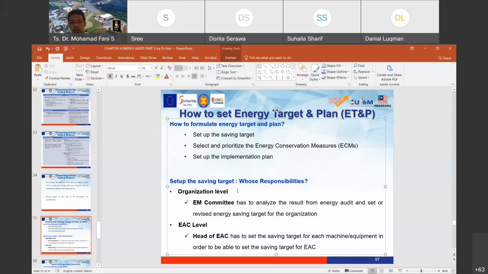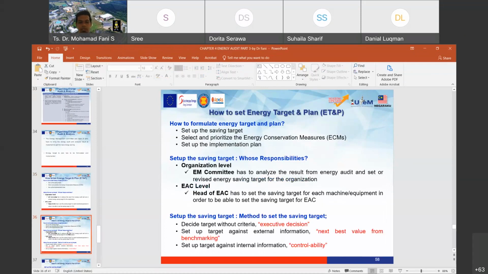If there is a previous TOR, terms of reference, for the appointment of the energy manager or for the head of EAC, you need to improve the TOR, the responsibility list for the head of EAC, and then put it down. Add the list of responsibilities for the head of EAC from time to time. So they need to function well when they are appointed as the head of EAC to do the implementation of the energy conservation measures.